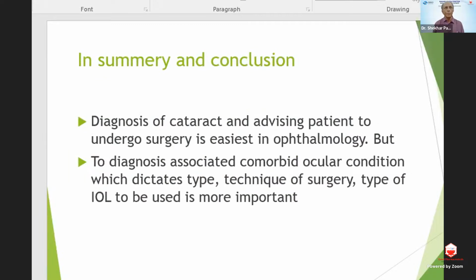So to conclude, diagnosing and advising the patient to undergo cataract surgery is easiest in ophthalmology. But to diagnose associated comorbid ocular conditions, complicated cataracts dictate the type, technique, and different types of IOL to be used in that particular patient. I am aware that many points are omitted and personally exploited in this presentation. Next slide, please.